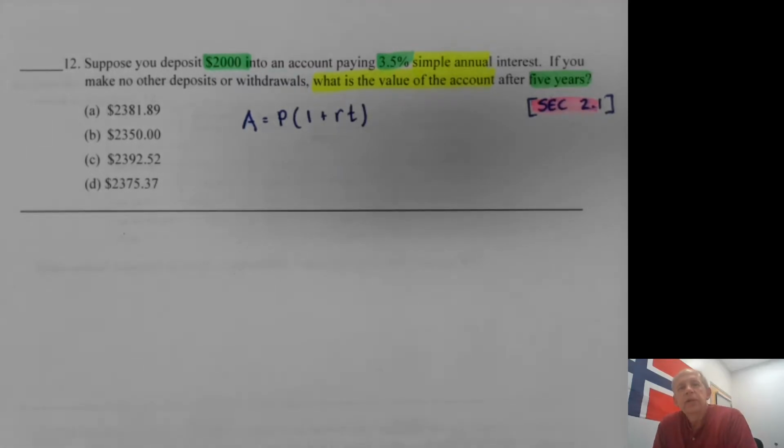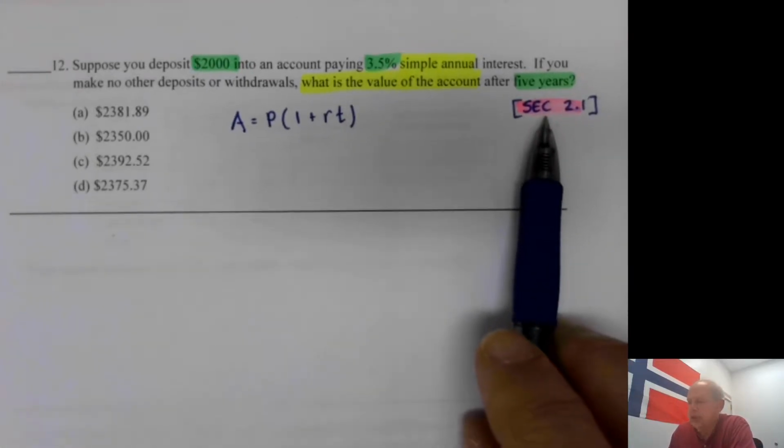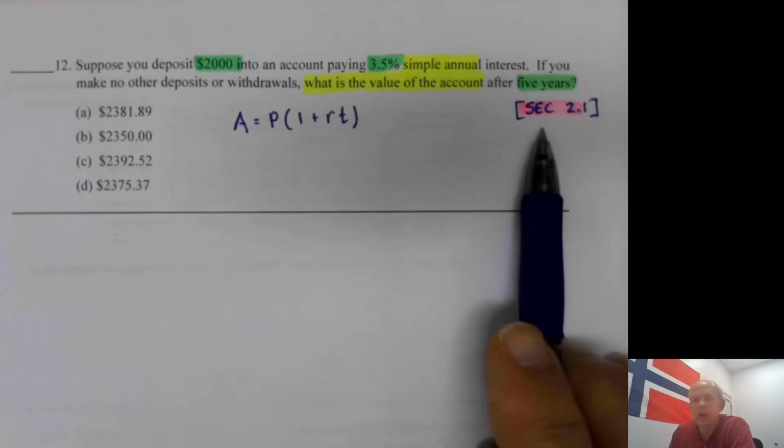So in this video, we're going to take a look at the second part of the review for the final exam. We went over questions 1 through 11 in the first video. Here we're going to go over the chapter 2 review with questions 12 through 20. And just like with the first video, I put the section where each one of these problems comes from.